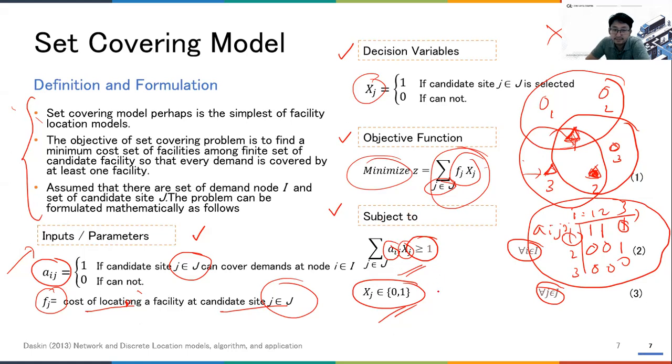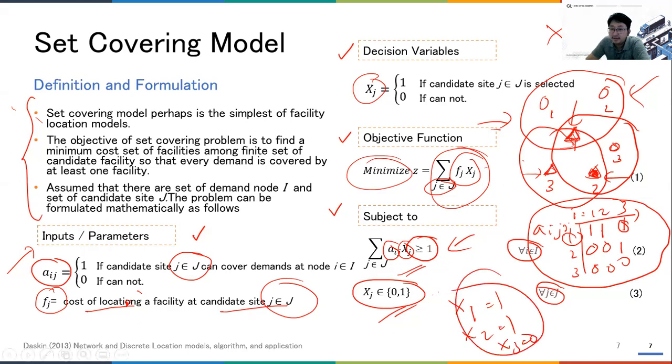So let's see this particular problem. If you want to minimize the total cost of opening these facilities, actually this is obvious. You need to open 1 and open 2. Why? Because that's the only way you can cover all the demand, right? So for this particular problem, the answer will be x1 equal 1, x2 equal 1, x3 equal 0. There is no other option for this.